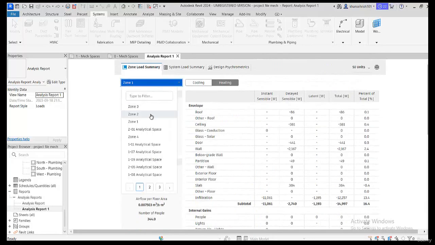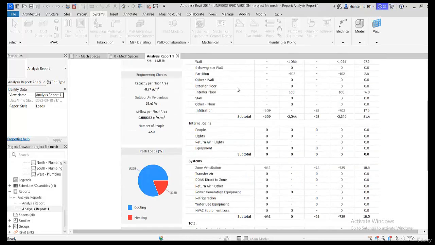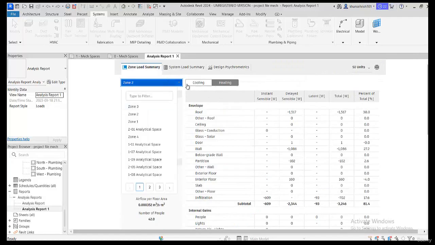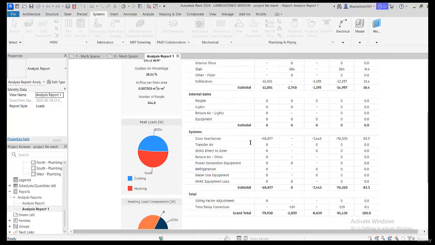Similarly, during design we can also analyze other reports on the basis of these load conditions. On the basis of these loads we place equipment.